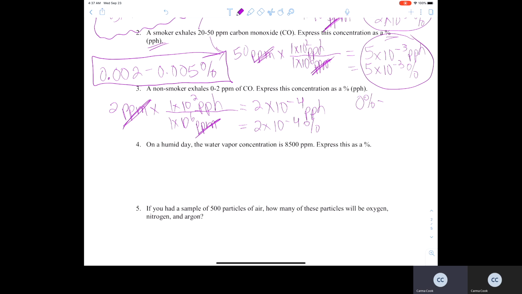And then again, I take 2 times 10 to the negative 4, and I'm going to convert it from scientific notation to long form and move that decimal 4 spaces to the left. So 0.0002%. So the range of carbon monoxide that's exhaled by a non-smoker is 0% to 0.0002% carbon monoxide.